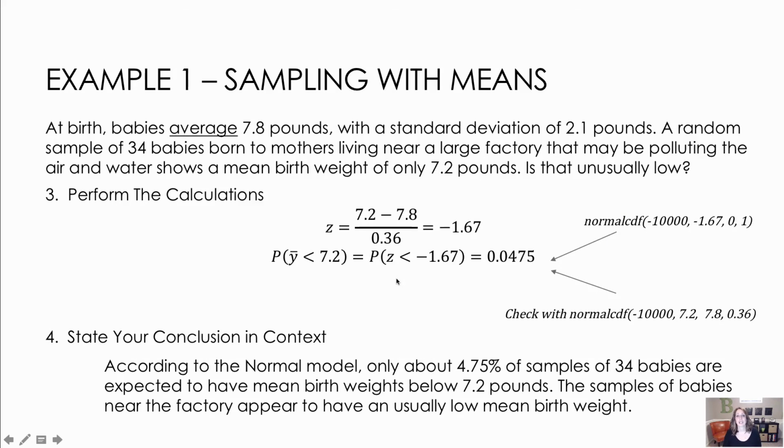So again, then we would state our conclusion in context, which is that according to the normal model, only about 4.75% of samples of 34 babies are expected to have mean birth weights below 7.2 pounds, so the samples of babies near the factory appear to have an unusually low mean birth weight.